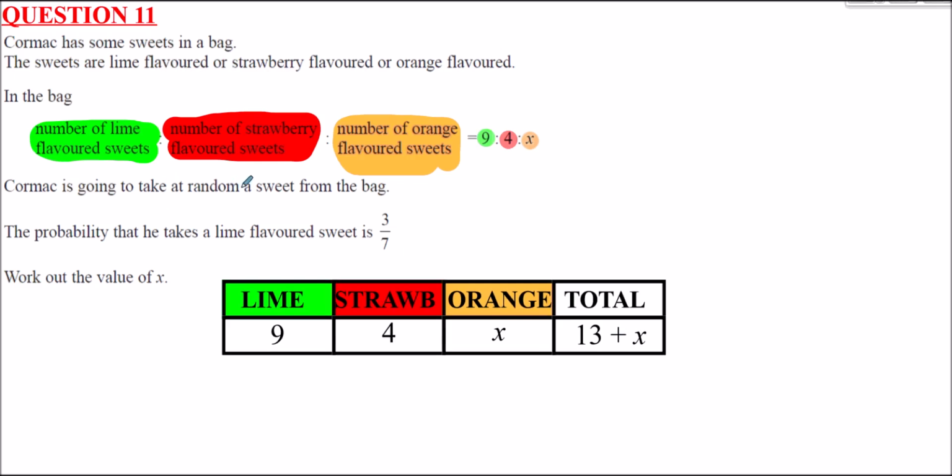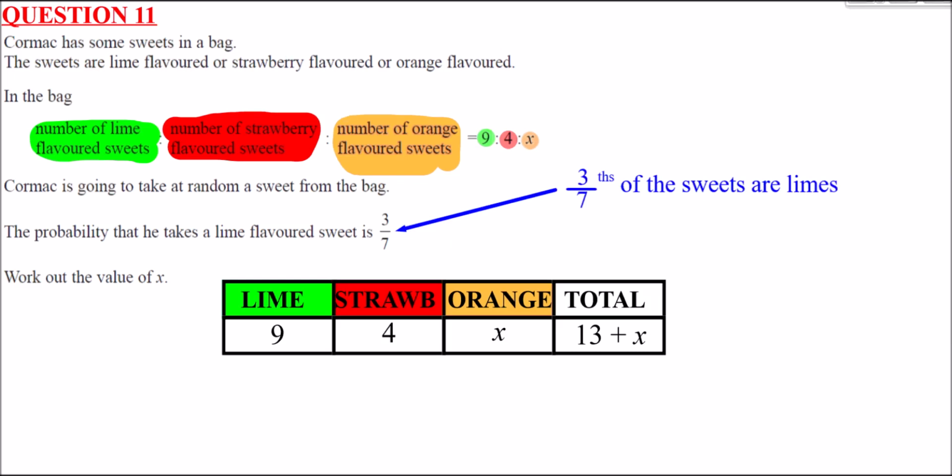We're then told that he's going to take at random a sweet from the bag, and that the probability that he takes a lime-coloured one is 3/7. If the chance of him taking a lime sweet is 3/7, that's the same thing as saying that 3/7 of the sweets in the bag must be limes. So that's how we need to interpret this one. 3/7 of them have to be limes.